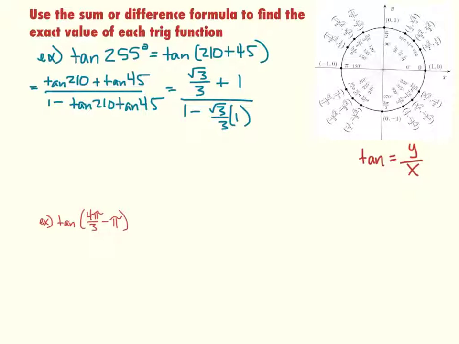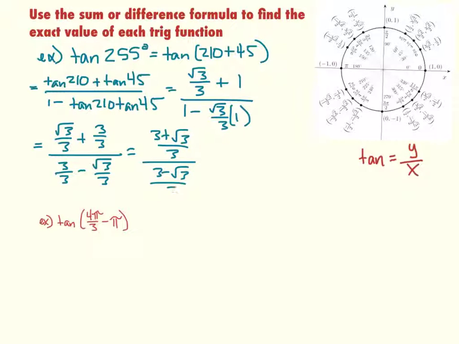I can't have fractions in the numerator and in the denominator. So I'm going to have to make a common denominator in the numerator and in the denominator. So this is square root of 3 over 3 plus, if I want 1 to have a denominator of 3, that's just 3 over 3. Over, same denominator, 3 over 3 minus the square root of 3 over 3. Okay, so combine the numerators. 3 plus the square root of 3 over 3 over 3 minus the square root of 3 over 3. They both have a denominator of 3, so what's going to happen to those denominators? Cancel out. And I have 3 plus the square root of 3 over 3 minus the square root of 3.